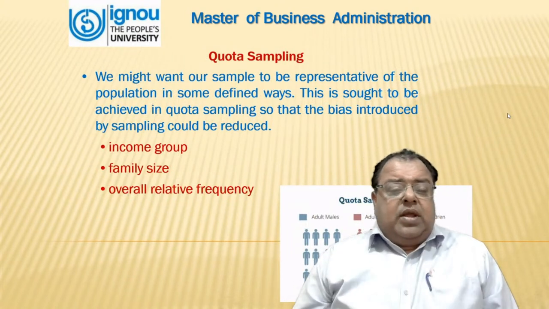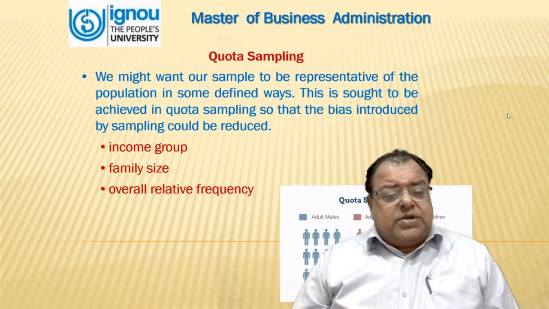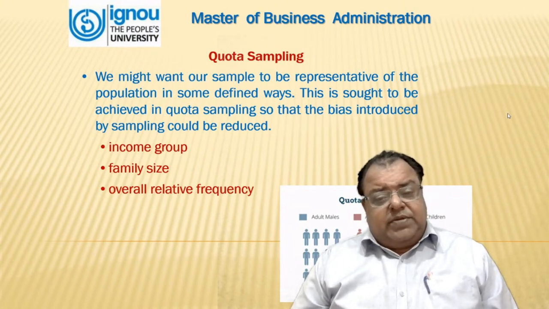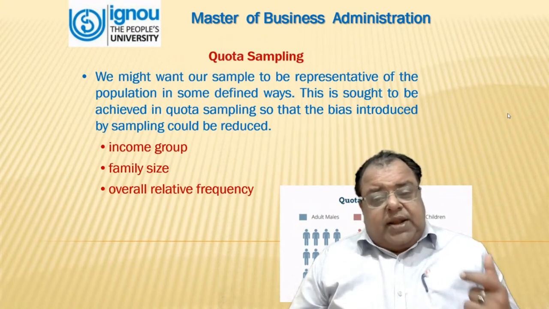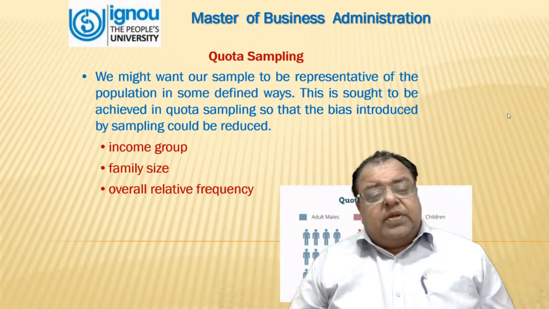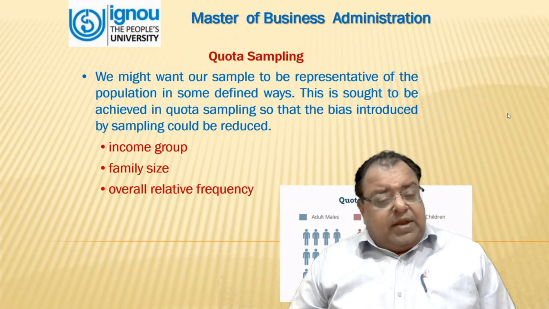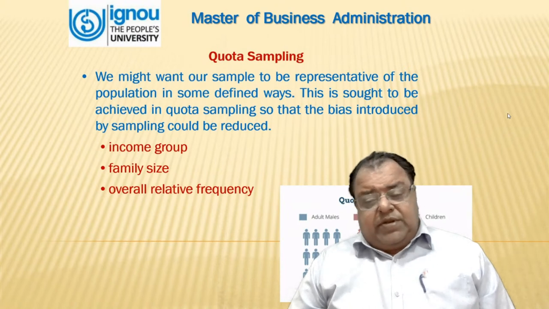Quota sampling. We might want our sample to be representative of the population in some defined ways. This is sought to be achieved in quota sampling so that the bias introduced by sampling could be reduced. For example, income group, family size, or overall relative frequency.